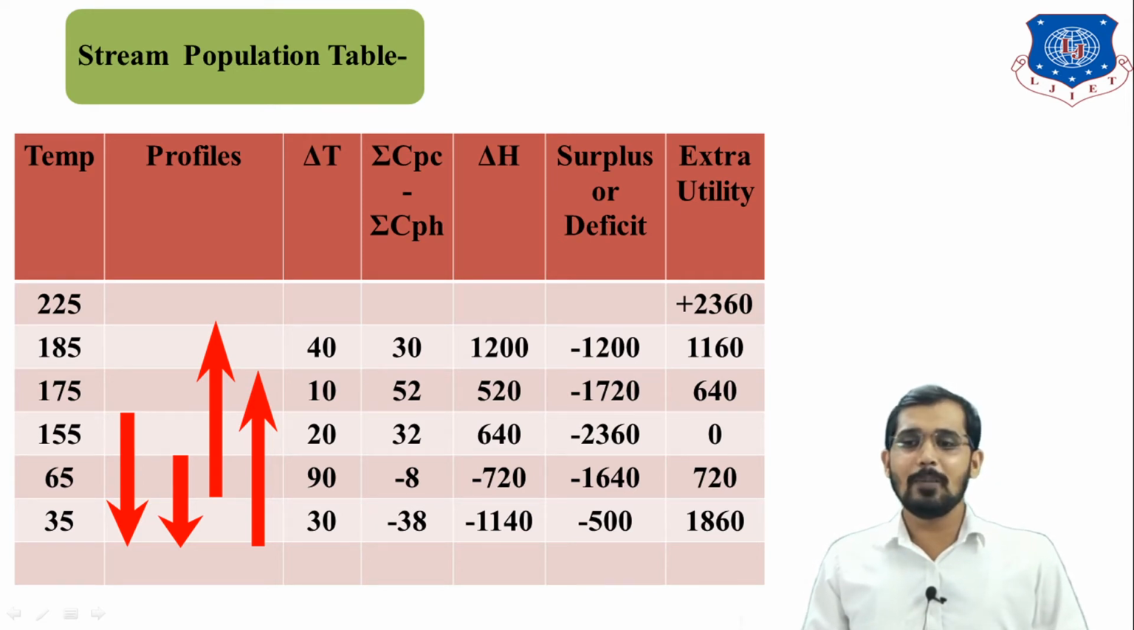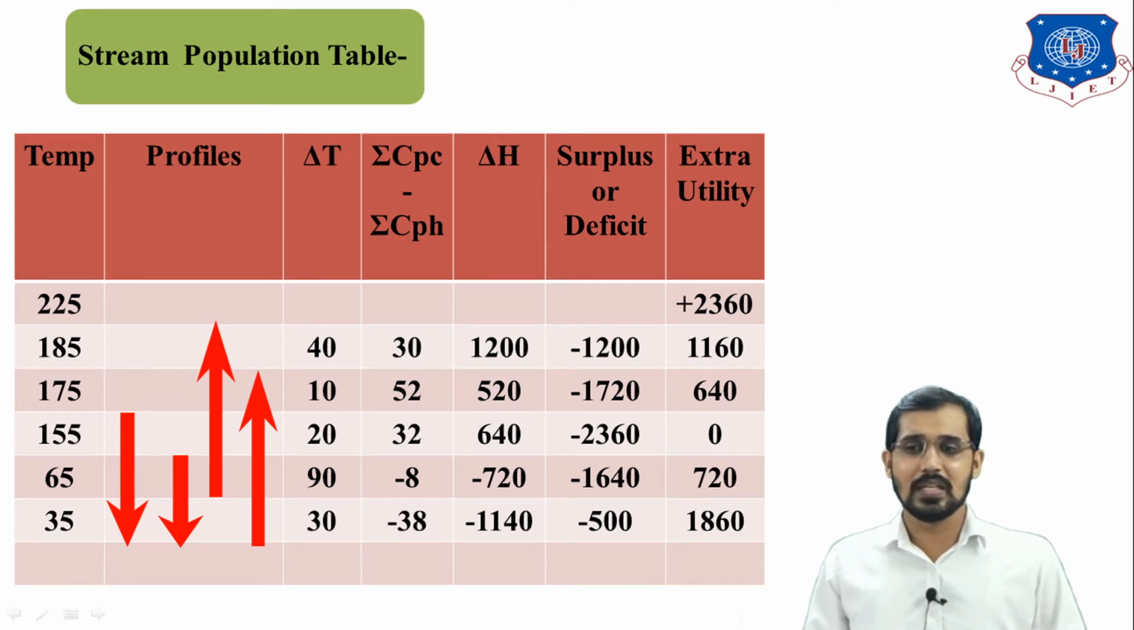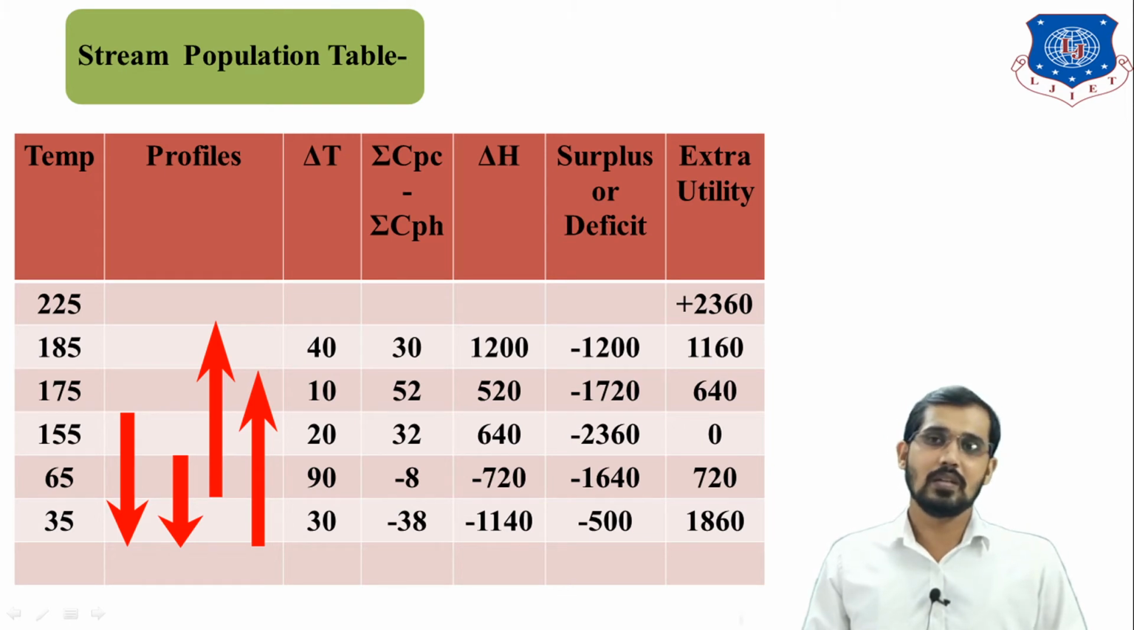After that, 185 minus 175 is 10 degrees Celsius. After that, 175 minus 155, you can see here, is 20 degrees Celsius. After that, 155 minus 65 is 90 degrees Celsius, and lastly, 65 minus 35 is 30 degrees Celsius. So this is all about temperature difference.